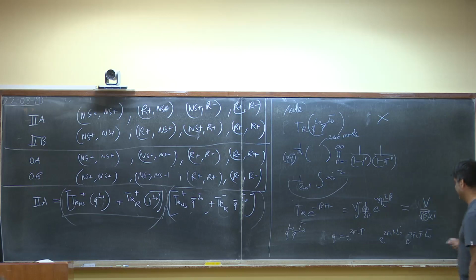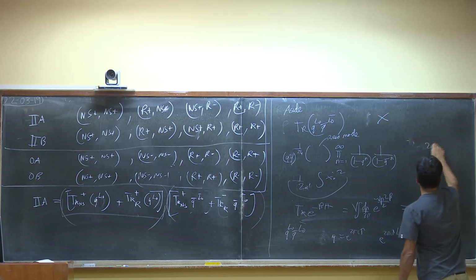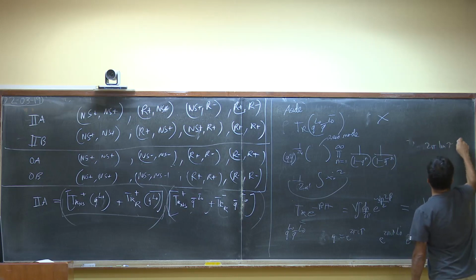Is this clear? In fact, more precisely, we can just get this by setting L0 equals H by 2 and L0 bar equals H by 2. And so we will get 2 pi times Im tau is equal to beta.